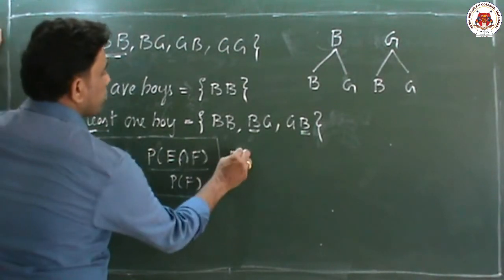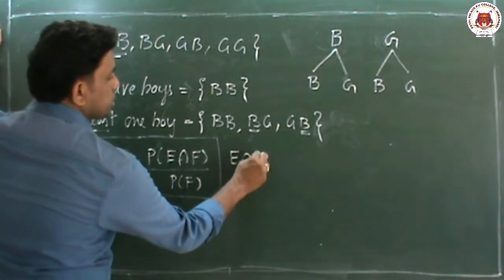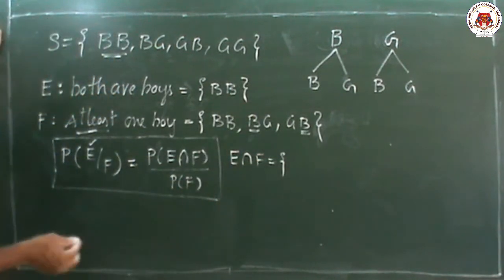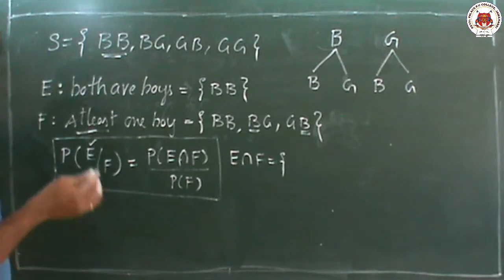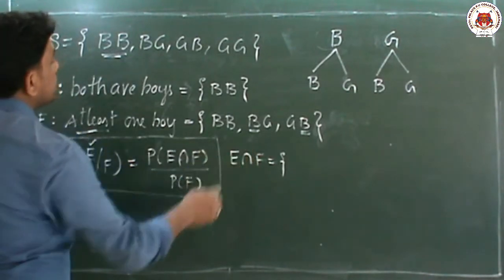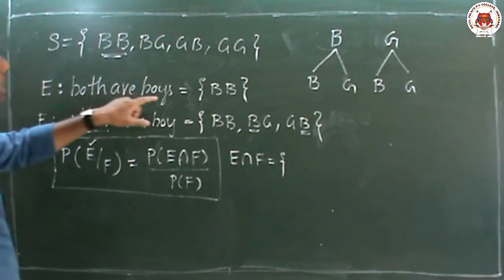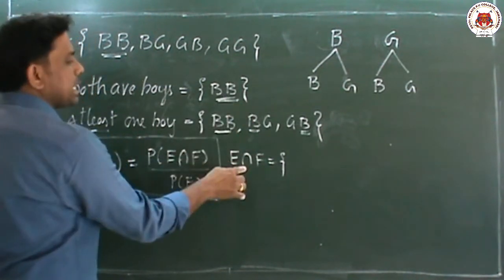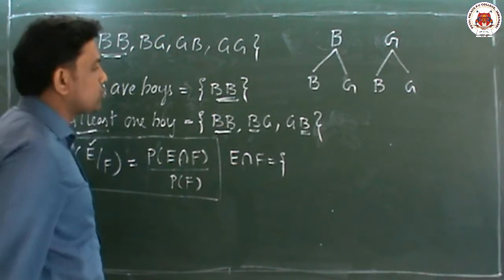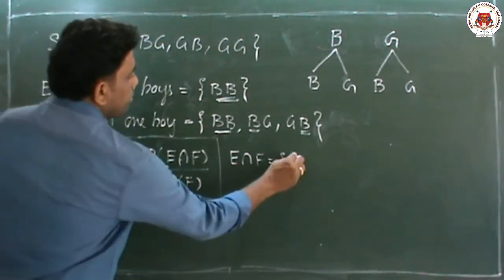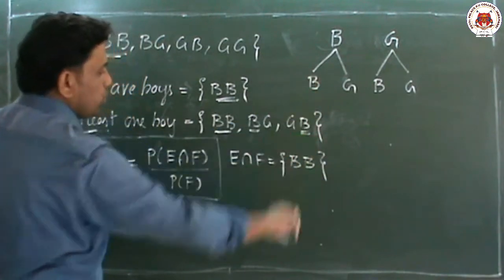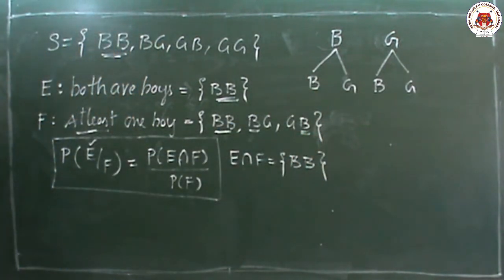First of all, I am going to find E intersection F. Intersection, in the sets chapter we learned in first PUC, is the common element which is in E and F also. So in E, BB is there. In F also BB is there. Intersection means common of these two sets. What is the common element in these two sets? It is nothing but BB only. That means E intersection F is BB.